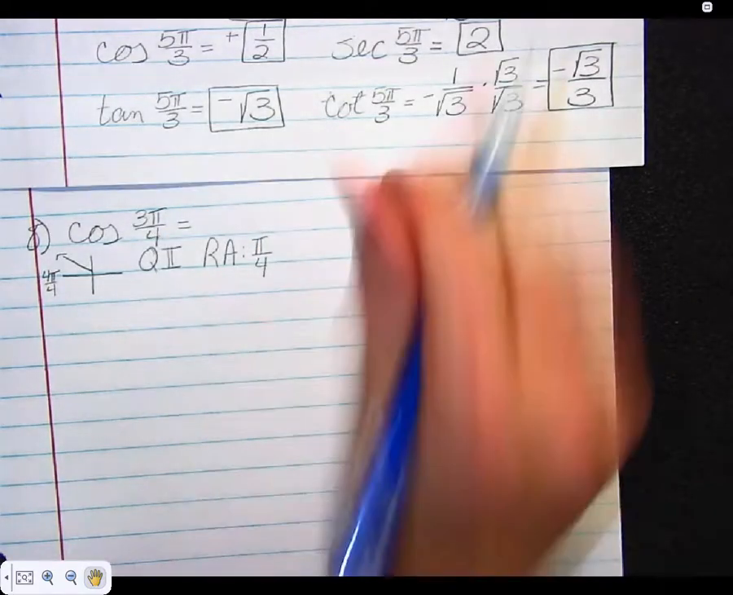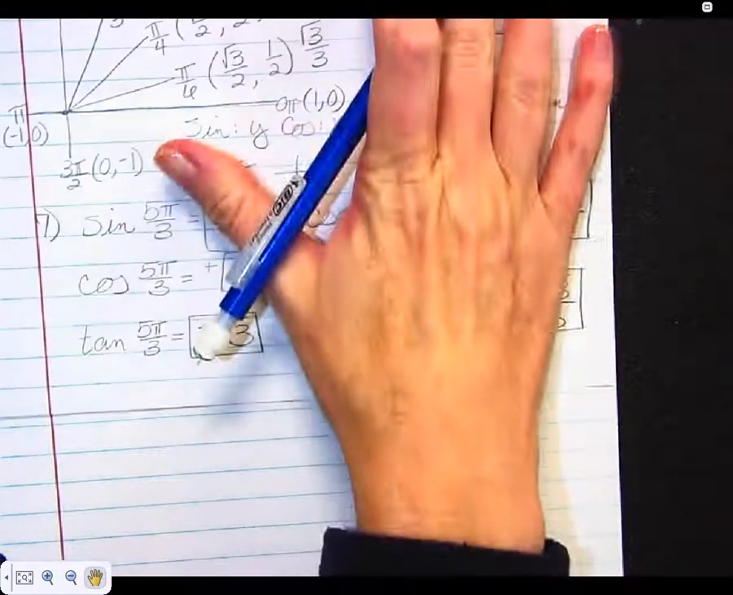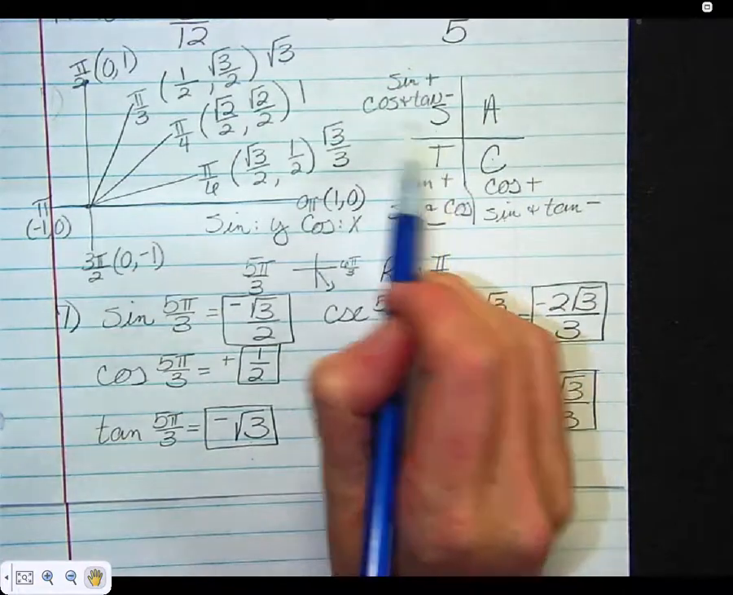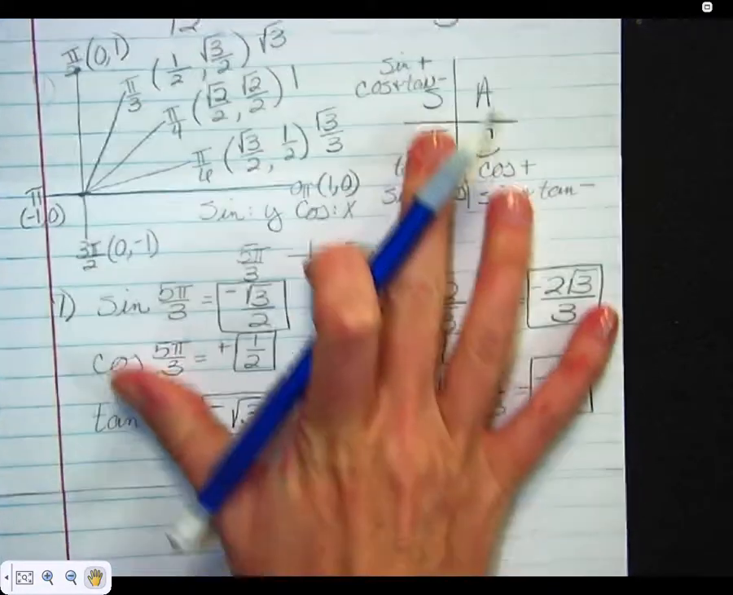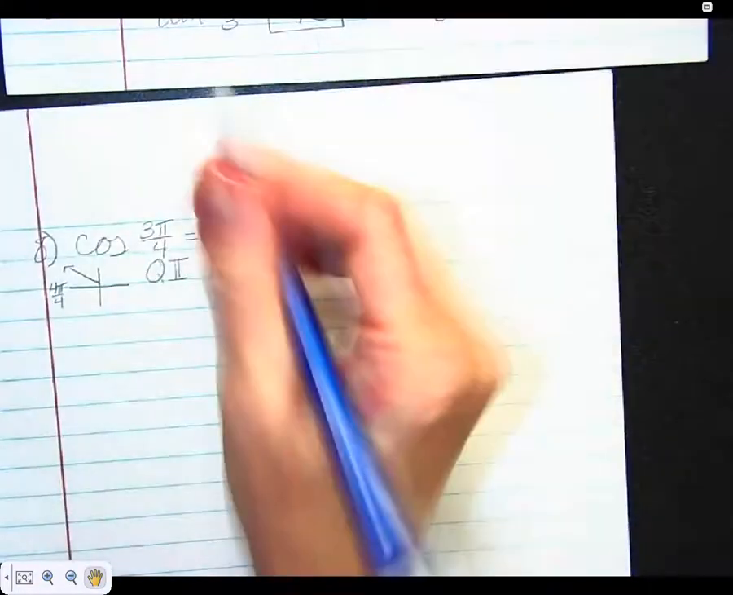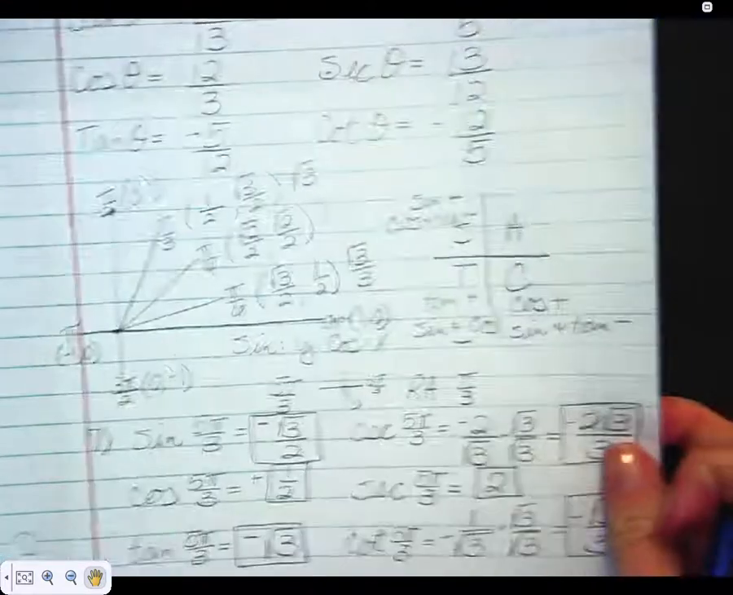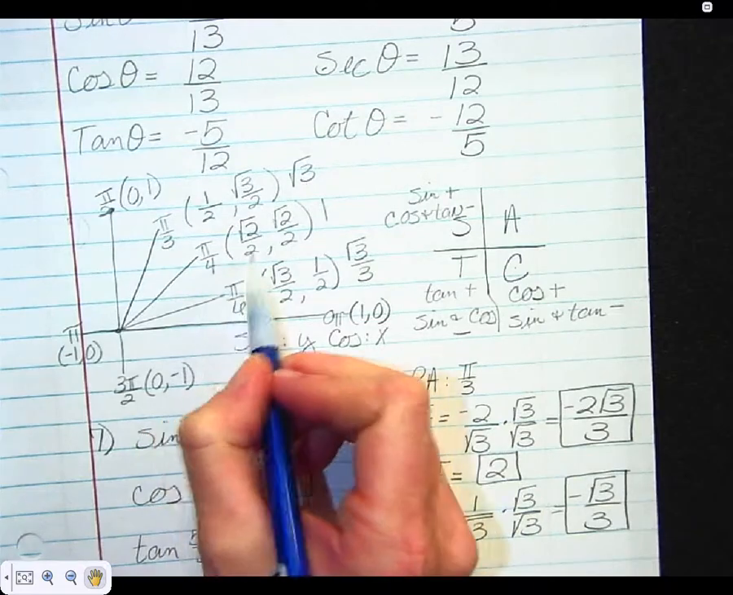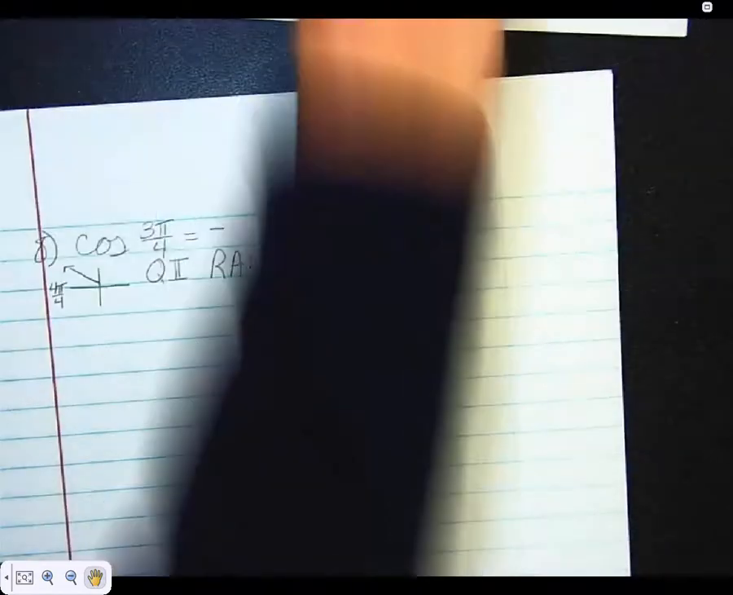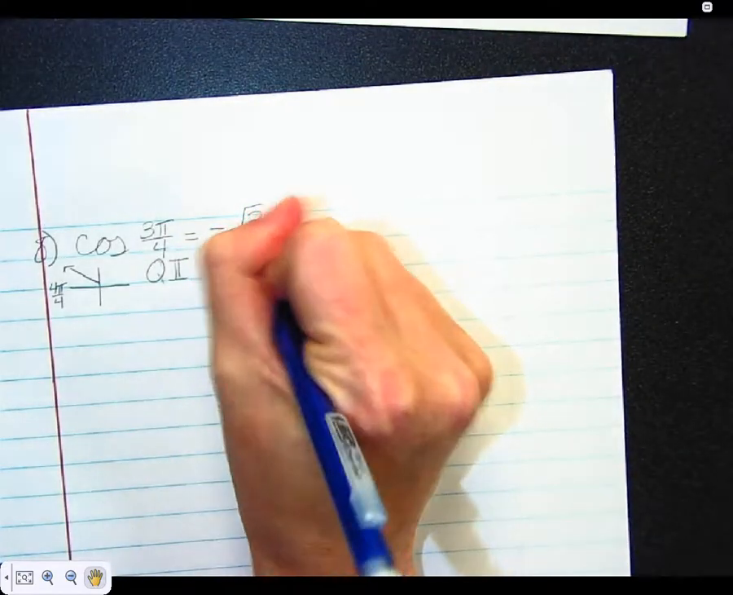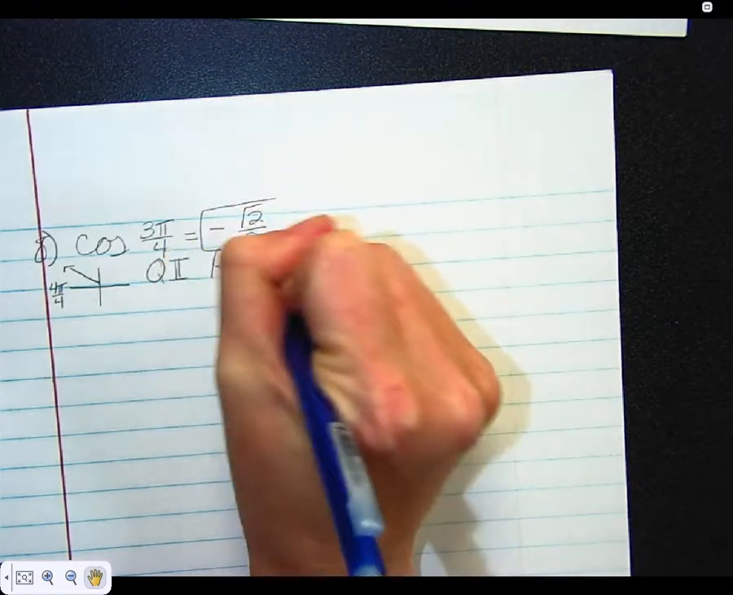So in the second quadrant, I know that sine is positive and cosine is negative. So since we're answering a cosine question here, that's going to be negative. And then I'm working with that reference angle of pi over 4. So cosine being x at pi over 4 is going to give me the square root of 2 over 2.